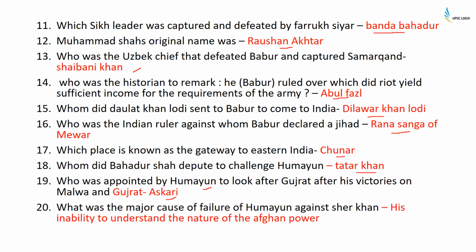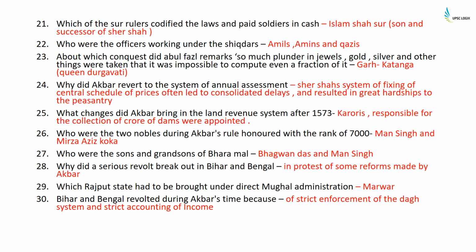What was the major cause of failure of Humayun against Sher Khan? His inability to understand the nature of the Afghan power. Which of the Sur rulers codified the laws and paid soldiers in cash? It was Islam Shah Sur, the son and successor of Sher Shah Sur. Who were the officers working under the Shikdars? It was the Amils, Amins, and Qazis.